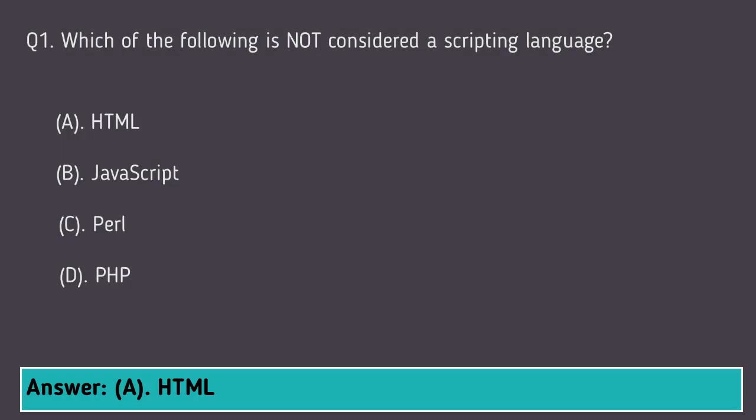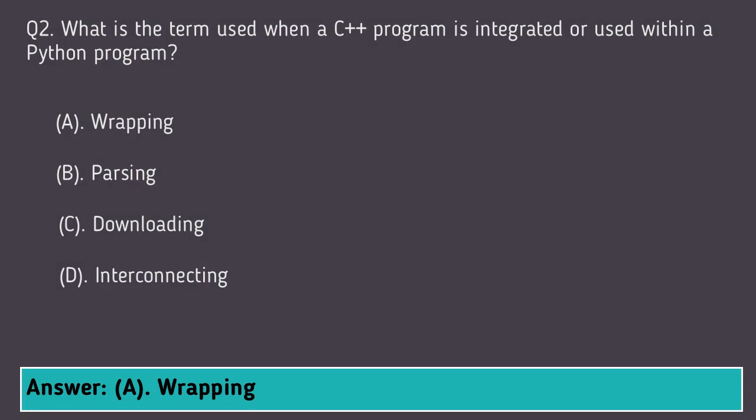HTML is not a scripting language. It is a markup language used to structure web pages. Using a C++ program inside Python is known as wrapping.